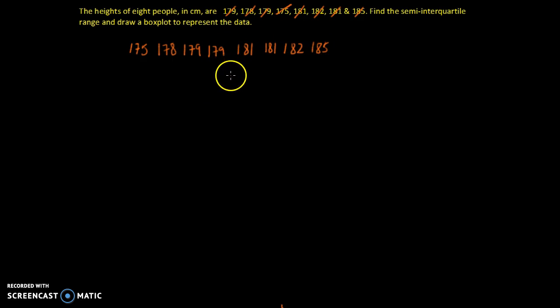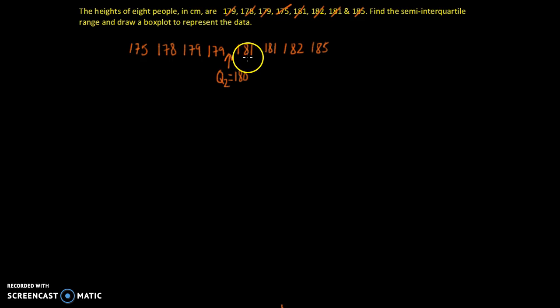So if we want to split this into quarters, the best thing to do is to split it in half first of all. So if I count in from the side, 1, 2, 3, 4, 4 there, 1, 2, 3, 4. So the middle quartile, or Q2 as we're going to call it, more often called the median, that is 180. Halfway in between 179 and 181.